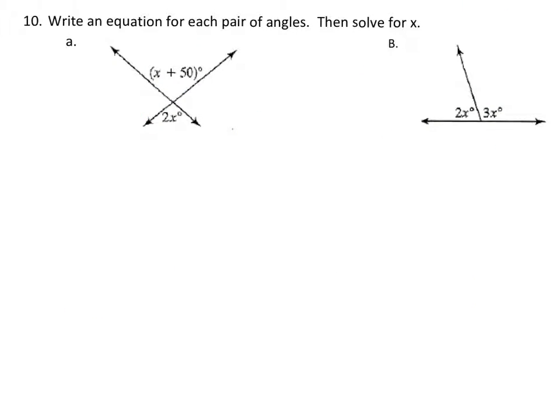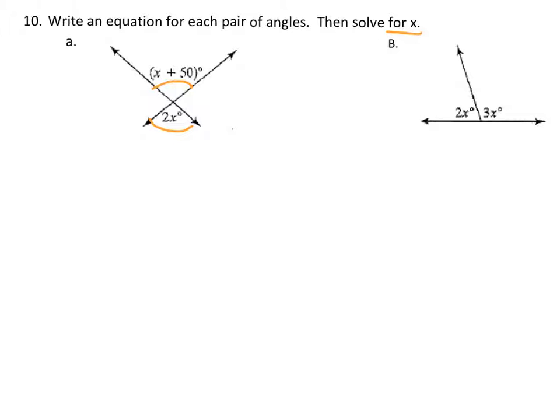Okay, here's a couple more. So these get a little bit more complicated. On these, what you have to do is look at how they're asking us to find x. And x is not just simply an angle. This angle is x plus 50, and this angle is 2x. So what we have to do is figure out how those two given angles are related.